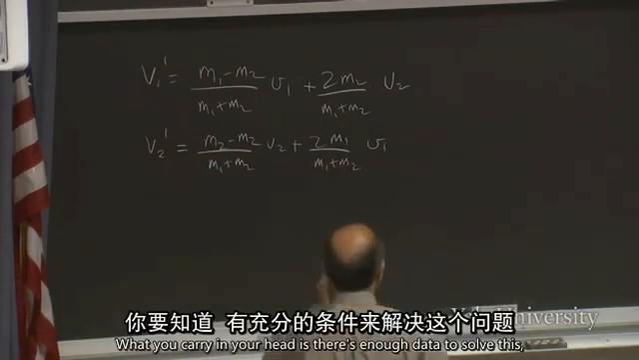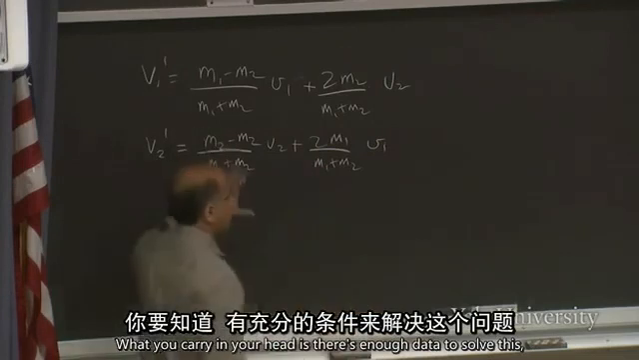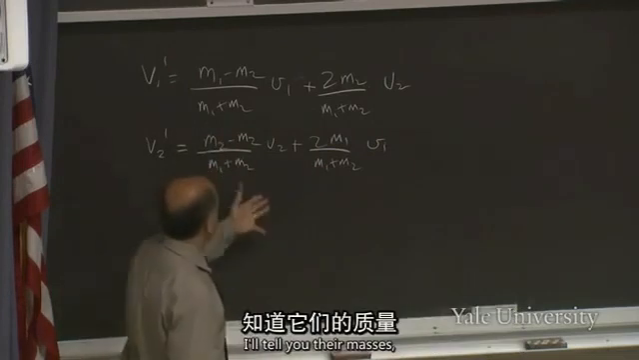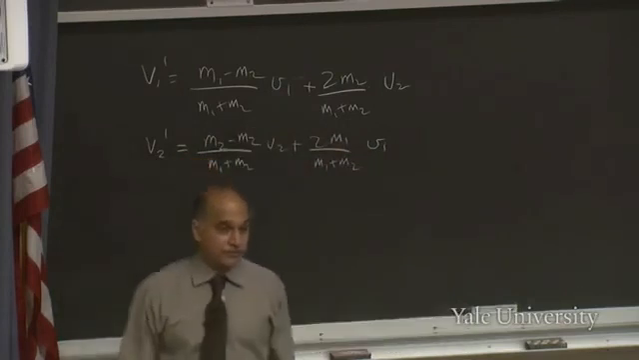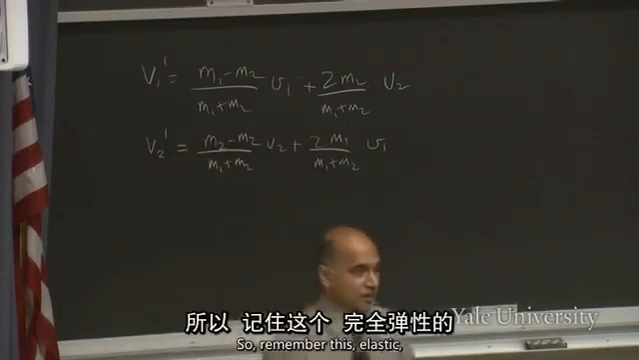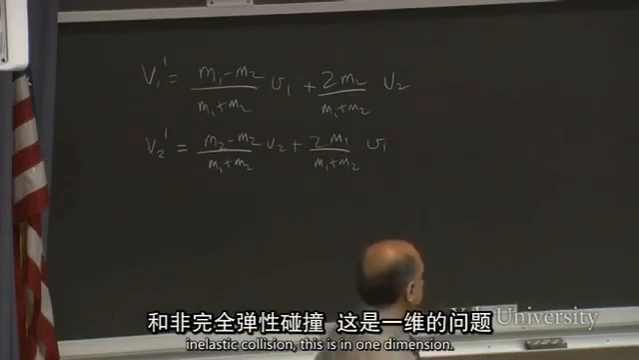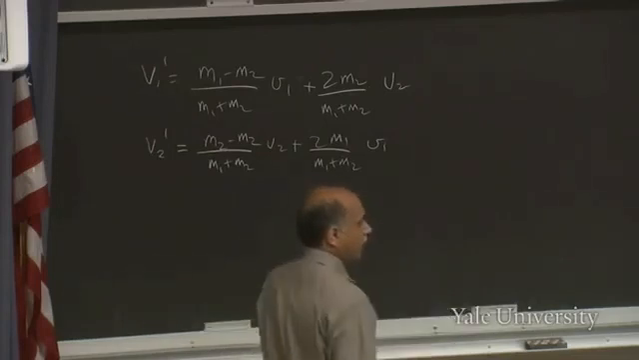What you carry in your head is there's enough data to solve this, because I will tell you the two bodies, I'll tell you their masses, I'll tell you the initial velocities. You plug in the numbers, you get the final velocity. So remember this, elastic, inelastic collision. This is in one dimension.